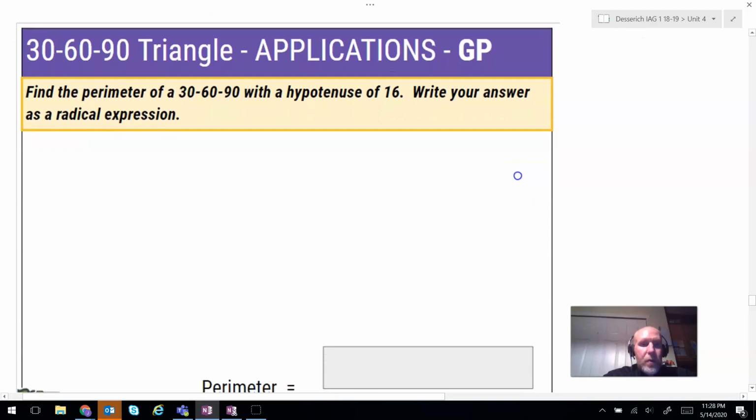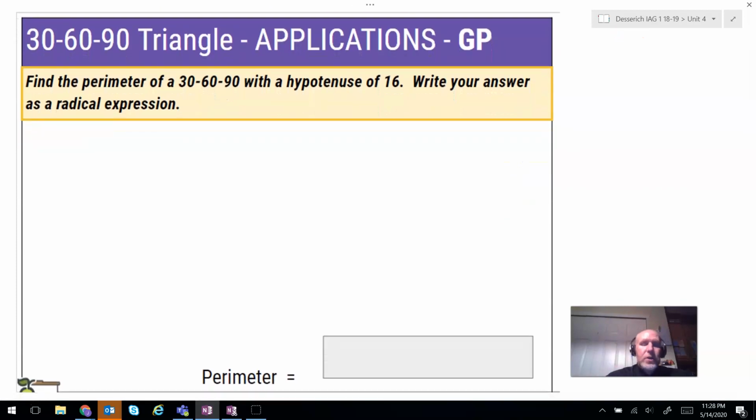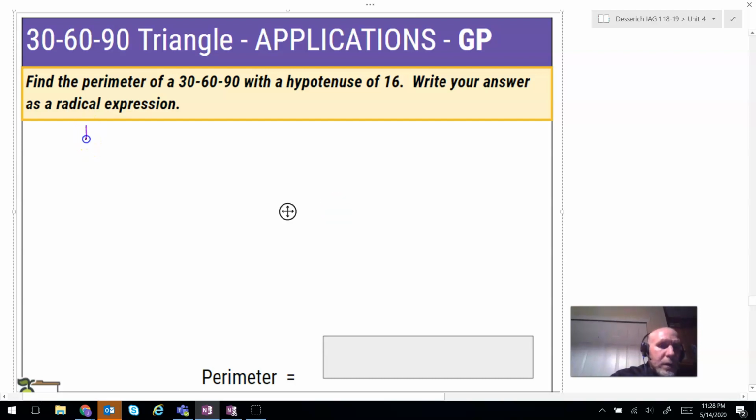Now it wants us to find the perimeter of a 30, 60, 90 triangle with a hypotenuse of 16. So let's draw it first because nobody drew it for us.